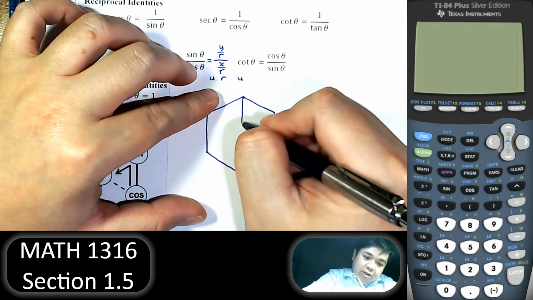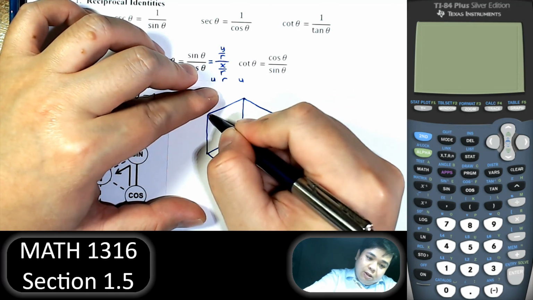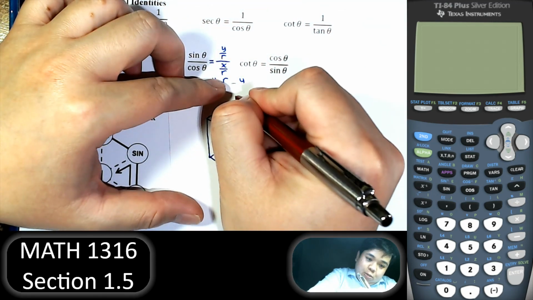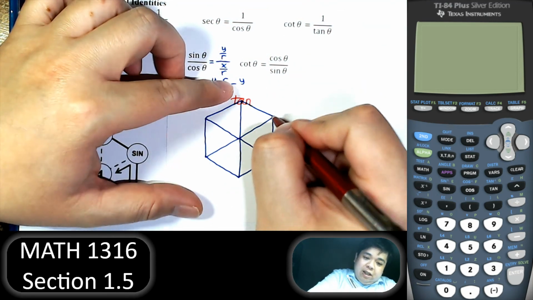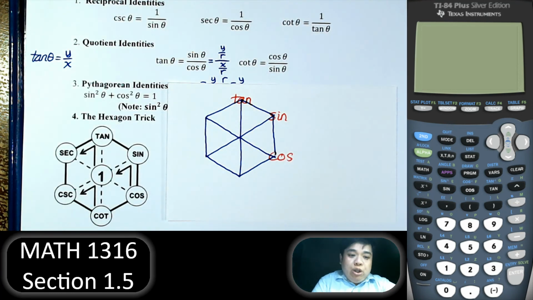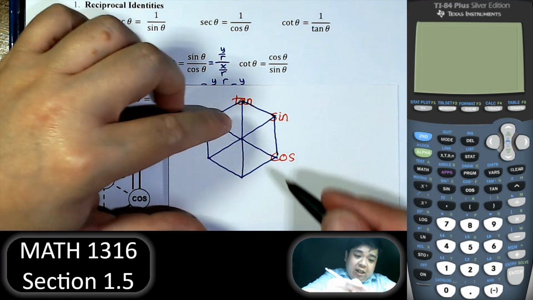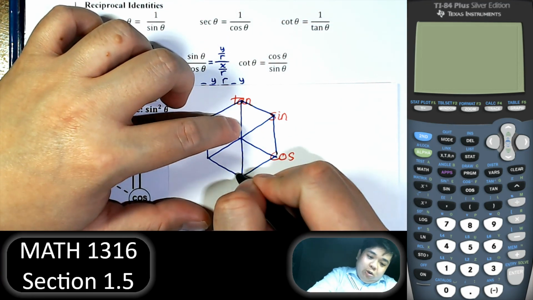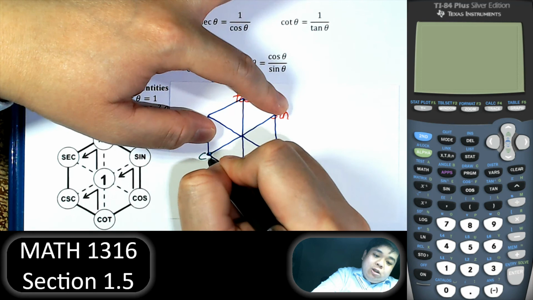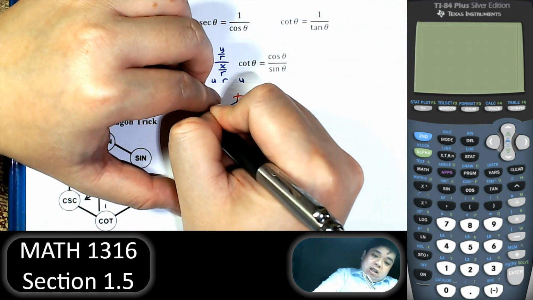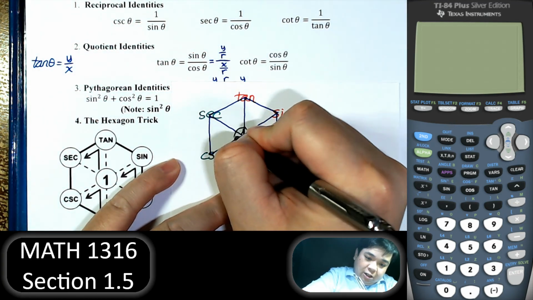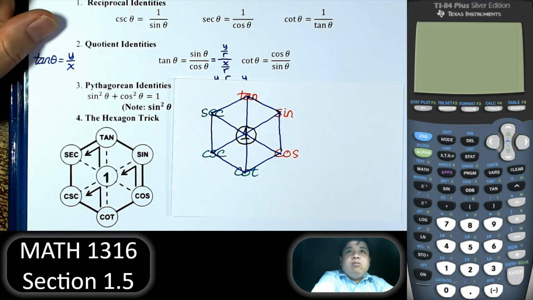Of course, a hexagon, we divide that into 6. Put tangent on the top, followed by sine and cosine. After that, we use the reciprocal identity. Tangent is 1 over cotangent, so cotangent and tangent will be opposite to each other. Sine and cosecant opposite to each other, and cosine and secant opposite to each other. In the middle, I will have 1. So that's the hexagon trick, simple enough, right?